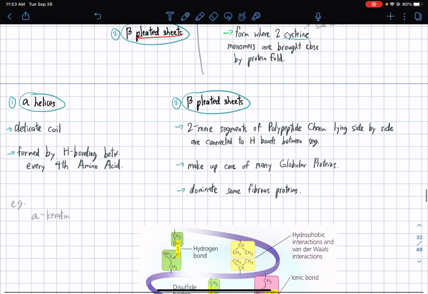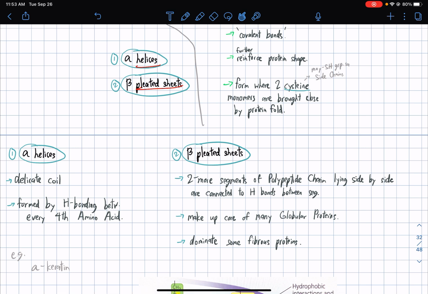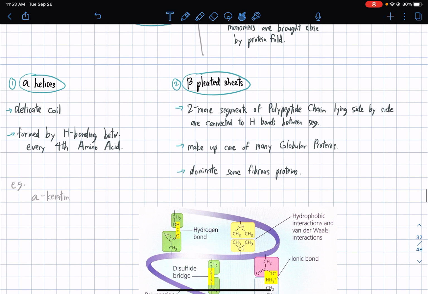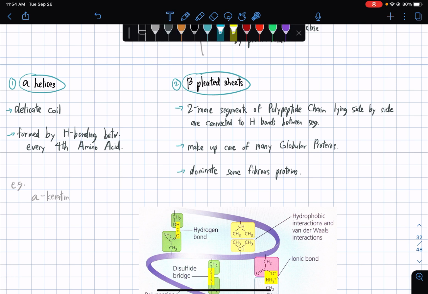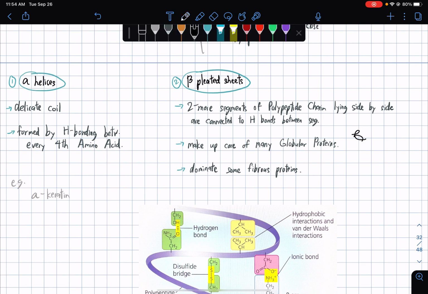Alright. More on the alpha helices and beta pleated sheets. Alpha helices are a delicate coil, formed by hydrogen bonding between every fourth amino acid. For beta pleated sheets, there are two or more segments of polypeptide chain lying side by side, connected by hydrogen bonds between segments. They make up the core of many globular proteins. Again, globular proteins have the general shape of a globe, and they dominate some fibrous proteins.